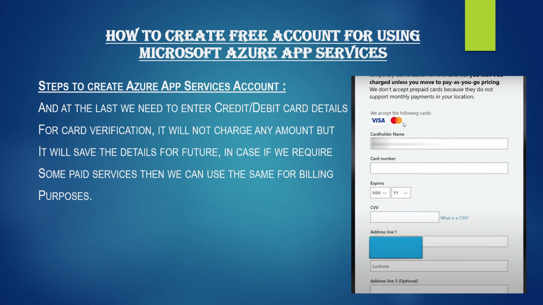So here we need to enter the cardholder name, the card number, the expiry date, month and year, the CVV number and everything. After entering all the details, it will again validate our card number. It will validate the debit card or credit card, and to whatever mobile number is linked with this card, it will again send a code. And after validating that code, our registration process will be completed.